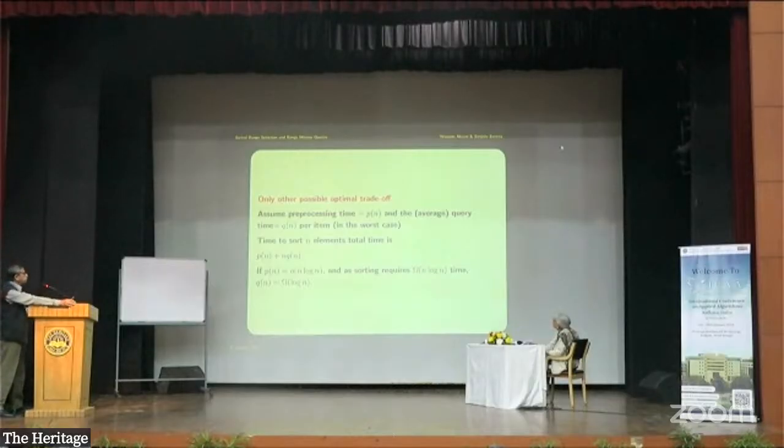Assume that the pre-processing time is P(n), and let's assume for the sake of argument that P(n) is less than n log n, for example. And let's assume that the average query time per item is Q(n) in the worst case. So consider the following algorithm to sort n numbers. Do a sorted range query with k equal to n. The total time taken to sort by this algorithm will be P(n), the time for pre-processing, plus n times the query time. Assuming that sorting requires n log n time, and if P(n) is less than n log n, this term has to be n log n, which means Q(n) has to be order log n. So my contention is that this extremely simple algorithm is the only other possible trade-off for this particular problem.